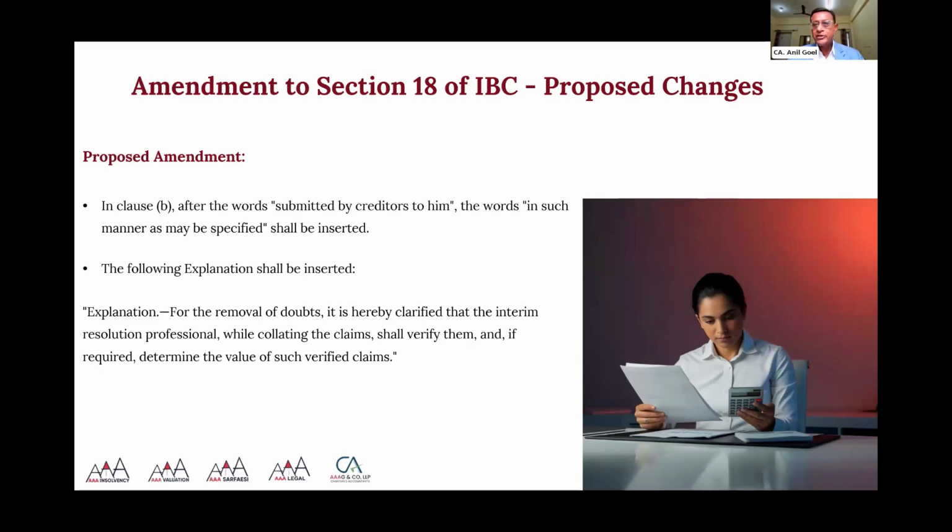Moving on to Section 18 of the IBC, the proposed change. Anything that you would like to say, Ankit? There are some questions also that probably we can take.